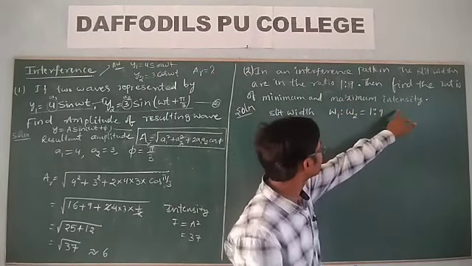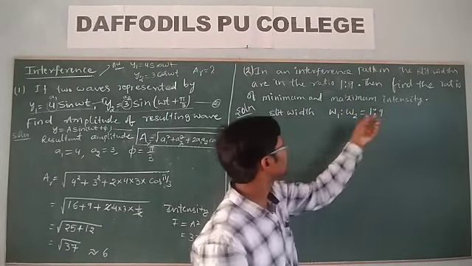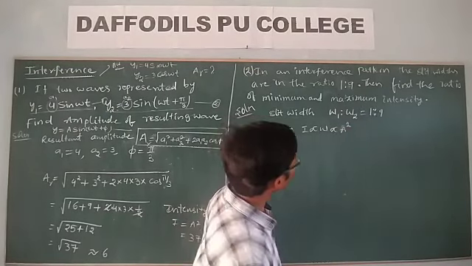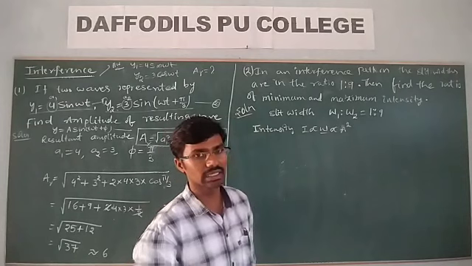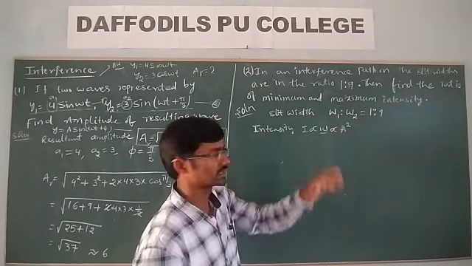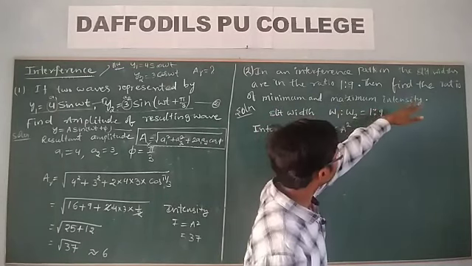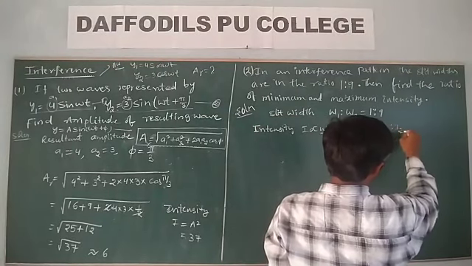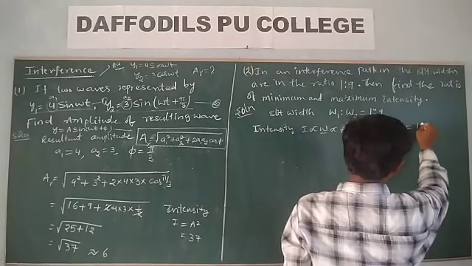And what will be the relation between intensity and slit width and amplitude? Remember, yesterday we have seen that intensity is directly proportional to the slit width and it is directly proportional to the square of the amplitude. So width is directly proportional to the intensity. Therefore, I1 to I2 is equal to 1:9, because that is proportional.